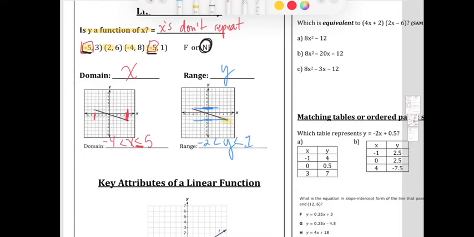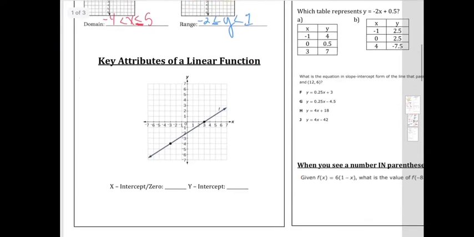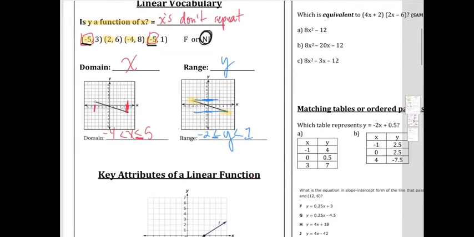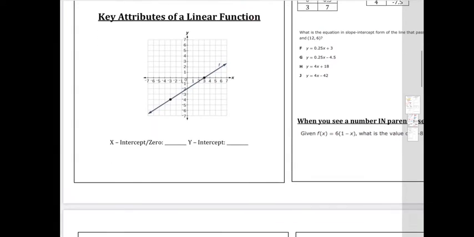The bottom one is a closed circle, so I'm going to close this symbol. The top is an open circle, so I'm going to leave this symbol open. And that's how you find range. Domain is x, range is y. Domain is left to right, range is bottom to top.